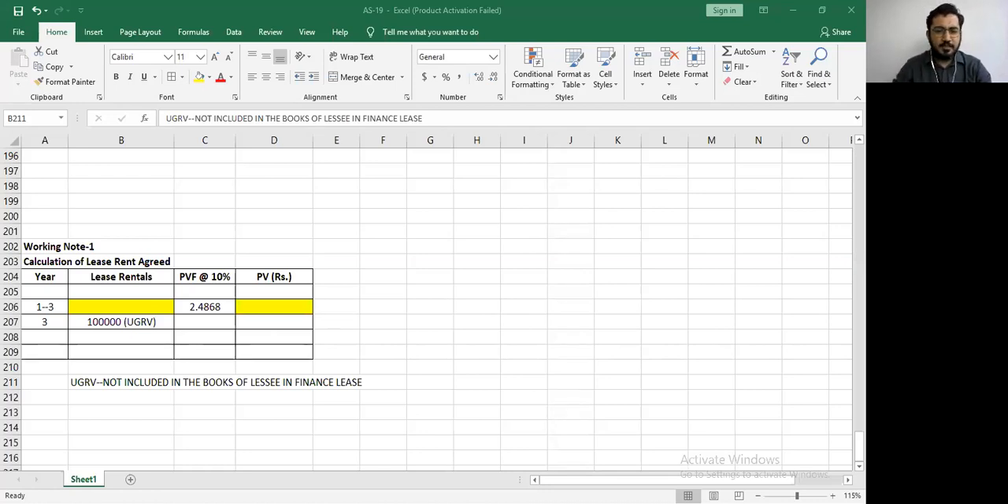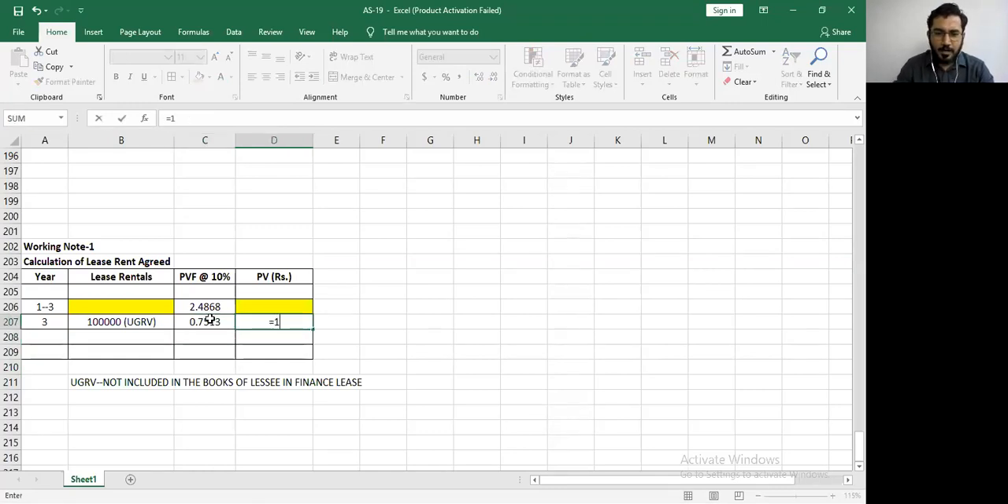Okay, since you're clear with this, let's proceed. Can you tell me what is the present value factor for the third year? It is 0.7513. Take 1 lakh into 0.7513. You get how much? 75,130.